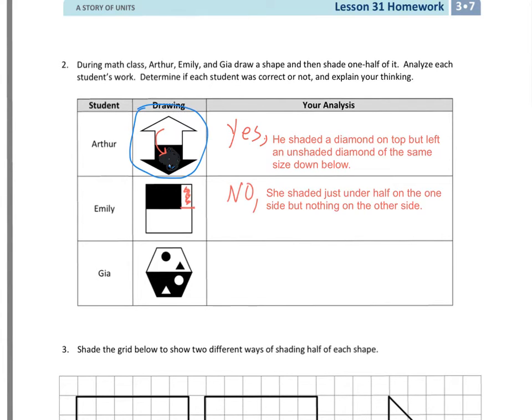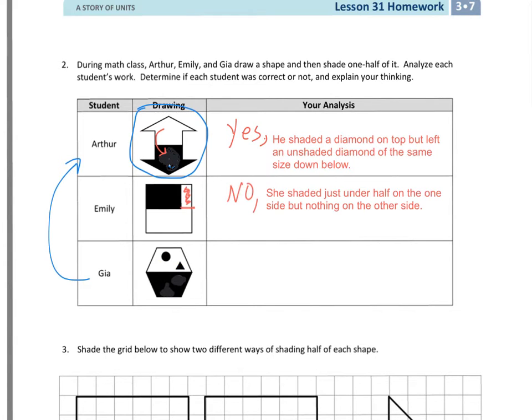So for Gia, I'm going to use the same principles that I did up here for Arthur. She shaded the bottom part but left a triangle open and a circle open, but it looks like up above where she didn't shade in, she has the same size objects shaded. So what I can do is take those shaded sections from up above in black and move them down to the bottom. So that was the triangle and that was the circle.